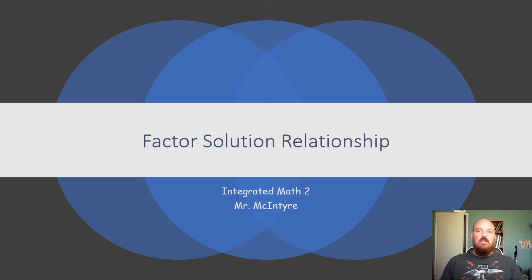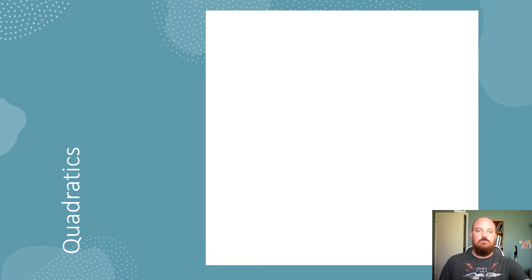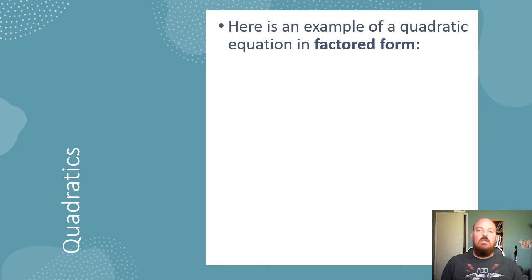Hi everyone. In our last few lessons, what we've learned is first how to solve quadratics by factoring, and then how to solve them using the quadratic formula. What I want to do for today is look at the relationship between the factors and the solutions, or the answers, and there's actually a real nice shortcut that you can come up with. So let's start off talking about when we were solving by factoring.